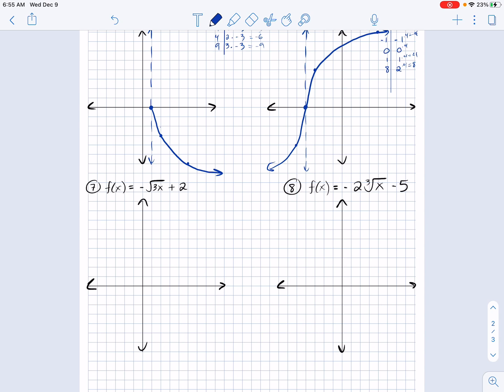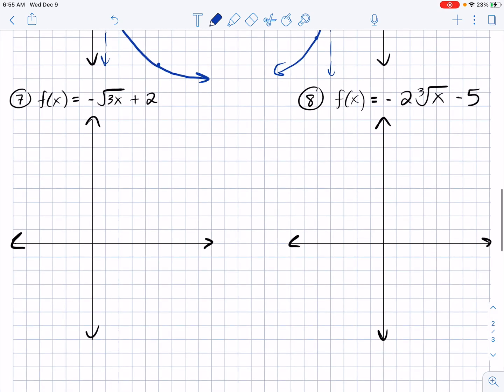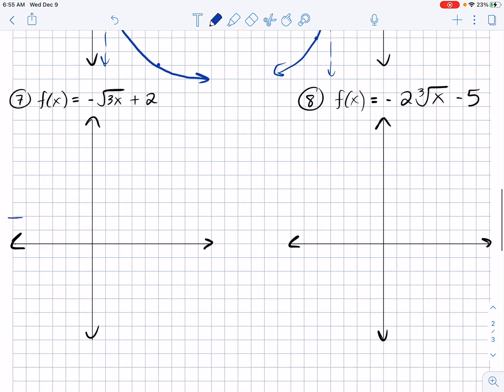Okay, let's finish up 7 together. So 7 has a couple transformations here. We've definitely been shifted up 2, right? Got +2 at the end. It means we can put our starting point right here. We've been shifted up 2, and that's it. This negative in front, that's going to be our reflection over the x-axis. So all of the y coordinates are going to become the opposite.